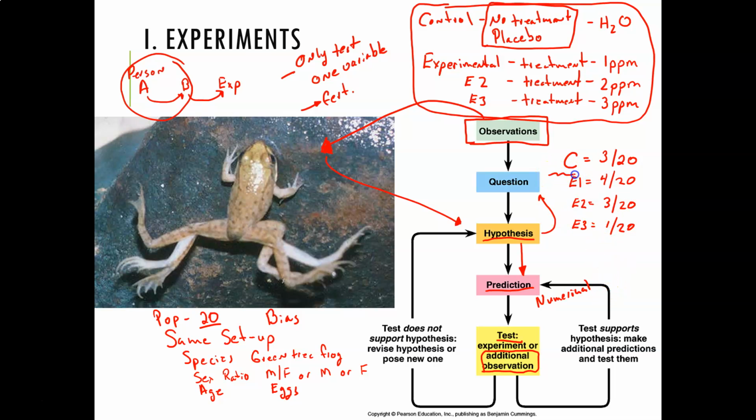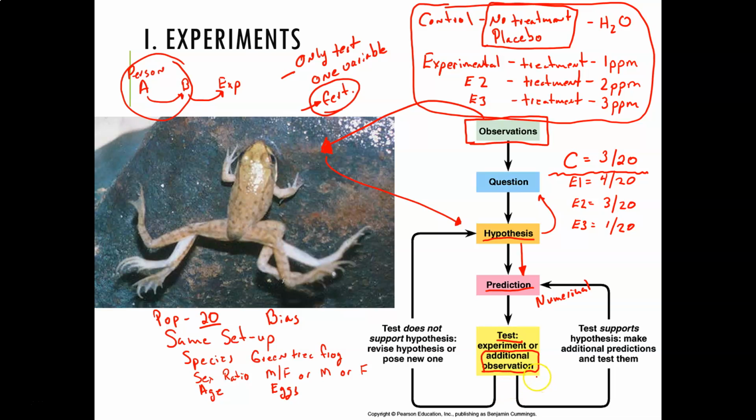The nice thing about this control group is it allows you to compare what has happened with the groups where you changed the variable. Your control group is showing you 3 out of 20, and the experimental groups had 4 out of 20, 3 out of 20, and 1 out of 20. If my hypothesis is that fertilizer is the cause of the deformities, most of you would say, you know what, I don't think so, because these numbers all look close together.